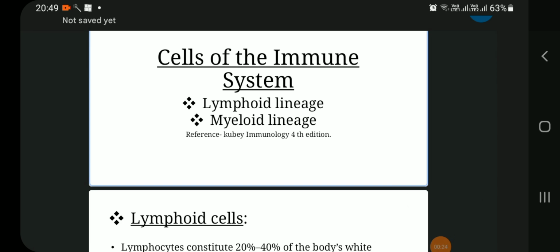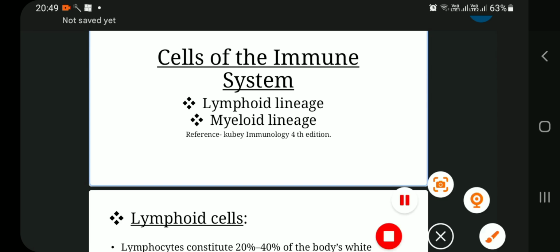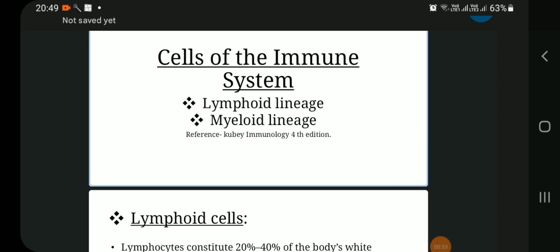So we all know what a stem cell is. A stem cell has the ability to differentiate into a number of different kinds of cells. They can acquire the morphology, characteristics and functions of different kinds of cells. So all the cells which come under the cells of the immune system arise from a single type of cell, that is hematopoietic stem cell.